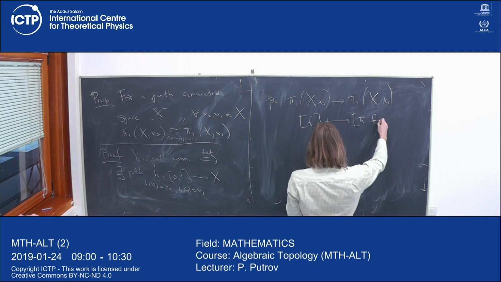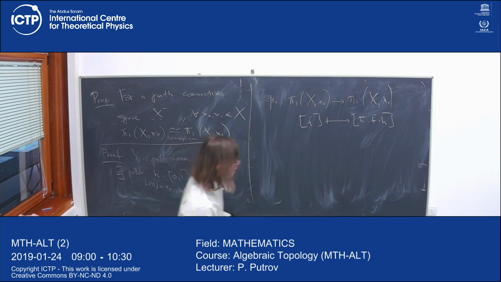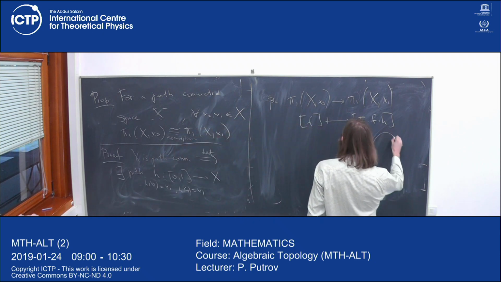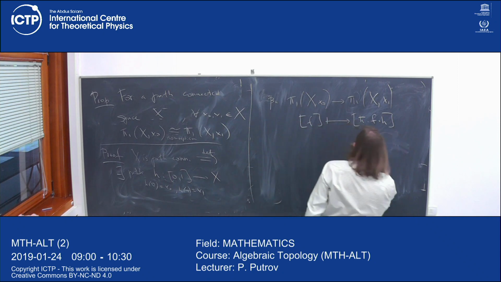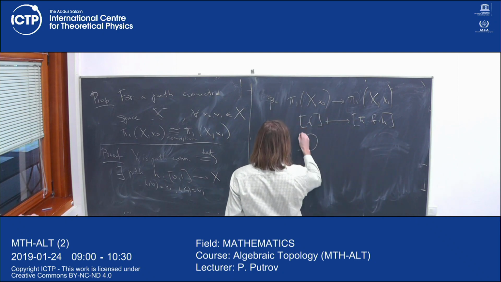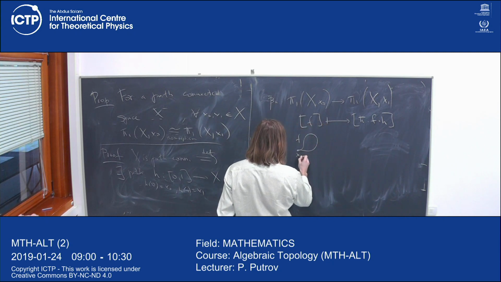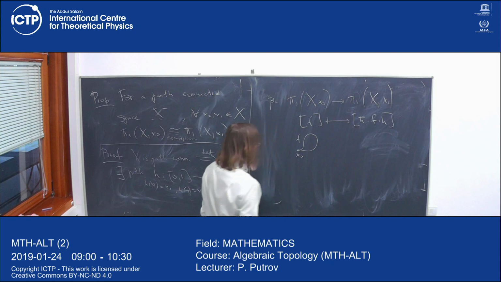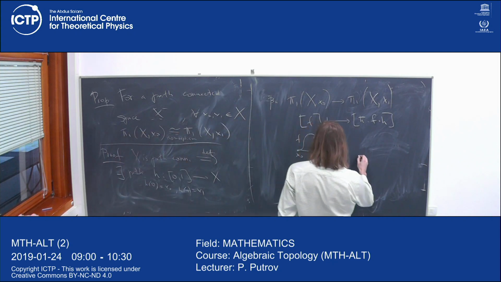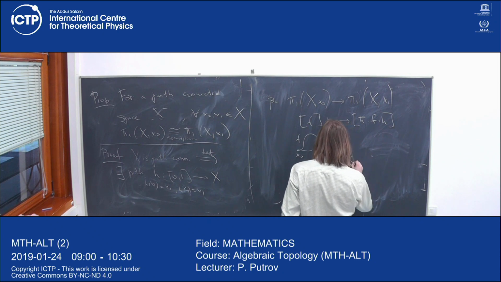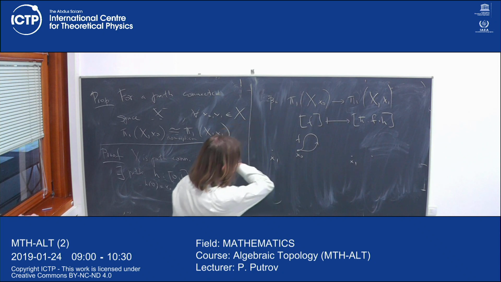the following loop. So how can I visualize this? If I have some loop f, with base point x0, and so here, suppose I had x1.